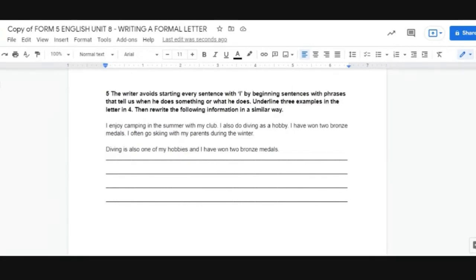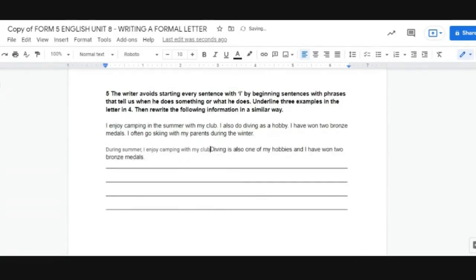During summer, I enjoy camping with my club. Okay, very good. This one, first sentence, right? During summer, I enjoy camping with my club. Okay, what about the last sentence? I often go skiing with my parents during the winter. How to rephrase it? Switch the time to the front. Understand that? Switch during the winter to the front. Okay, so you write during the winter.